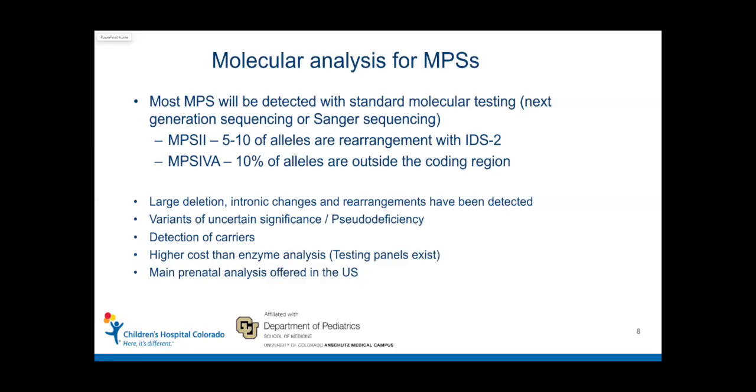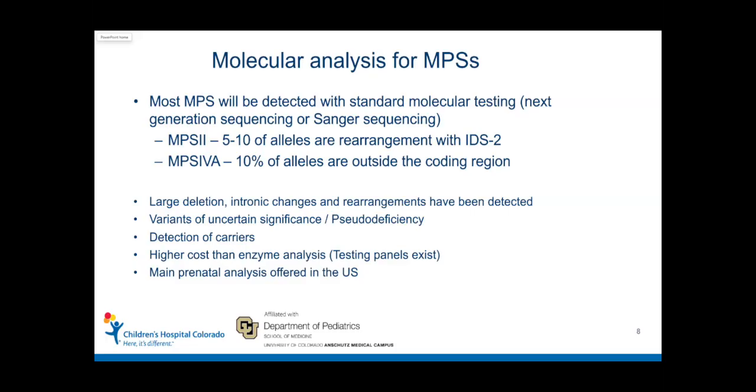And keep in mind that for MPS 4A, about 10% of the alleles are outside of the coding region. So if you do an exome analysis, you might miss these, but certainly a genome analysis would detect them. Again, generally, large deletions, intronic changes, and rearrangements, while they've been described, are not super common in these conditions. When you do sequencing analysis, one of the things we're going to run into is what's called a variant of uncertain significance. This is a change in the DNA code that we're not exactly sure what it means. We're also understanding that some of these variants lead to a phenomenon called pseudodeficiency that I'll talk about.